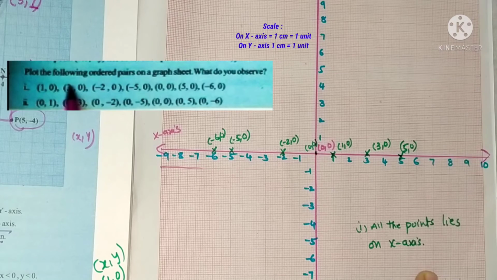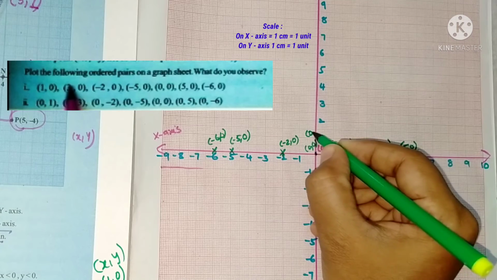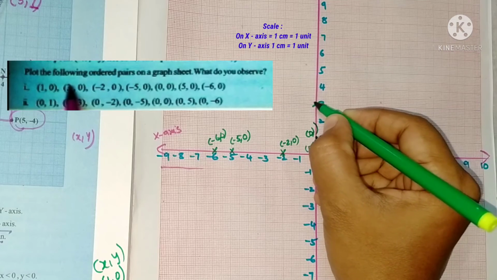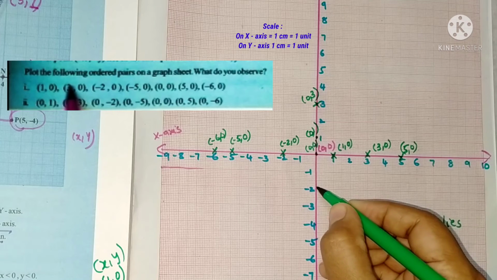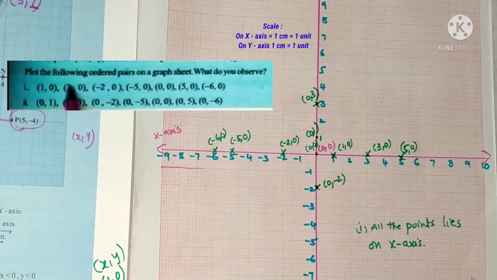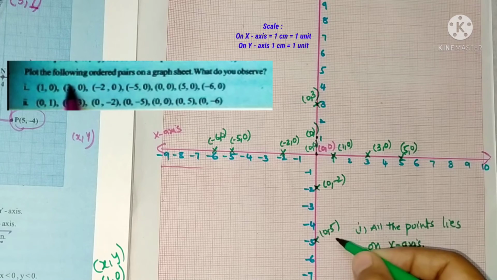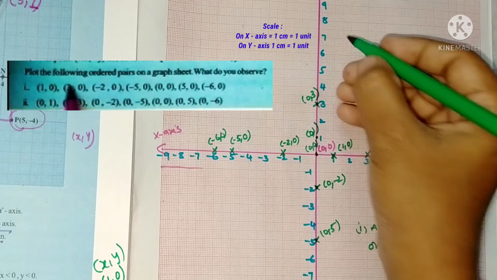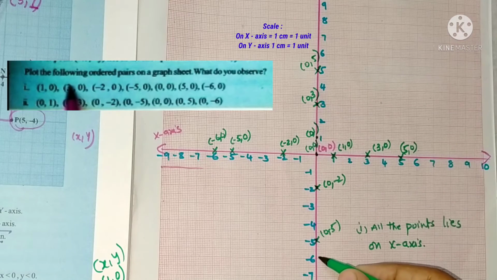Next, second one, (0, 1): x is 0 and y is 1. This only. Then (0, 3): x is 0, y is 3. Then (0, -2): y is minus 2, x is 0. And (0, -5), this one. Students, I think you are understanding. (0, 0), again this only. And (0, 5), here it is. Then (0, -6), this one.